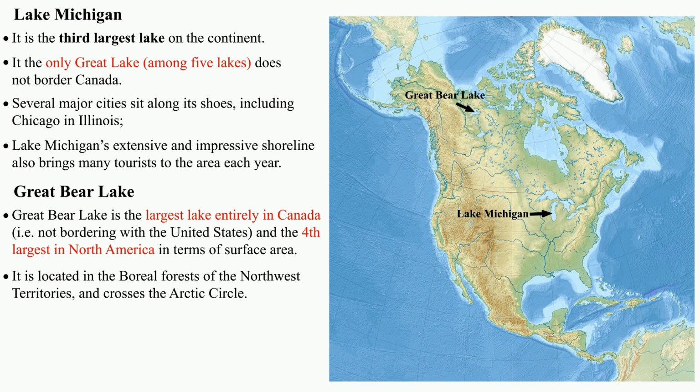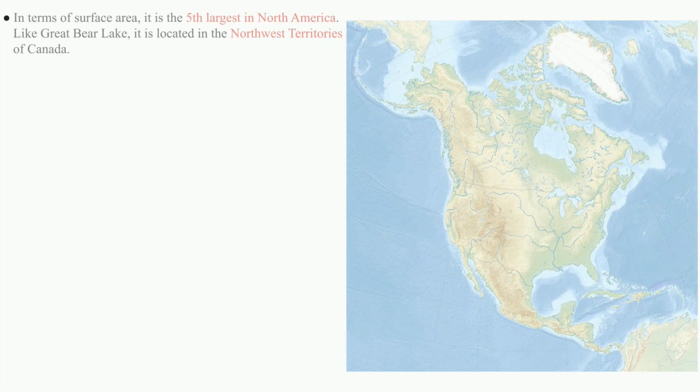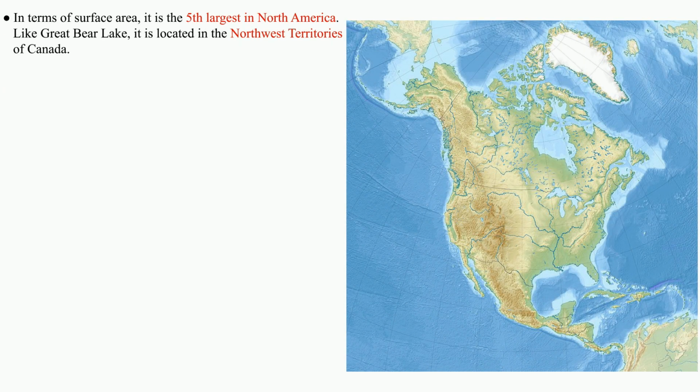Now, the next lake is Great Slave Lake. Great Slave Lake is actually the deepest lake in North America. So, it is the deepest lake in North America with an average depth of 41 meters but a maximum depth of 614 meters. So, in terms of surface area, it is the 5th largest lake in North America. So, the characteristics of Great Slave Lake: it is the deepest lake in North America.